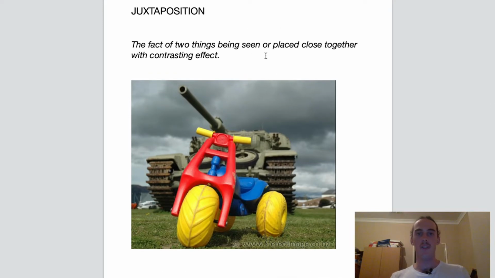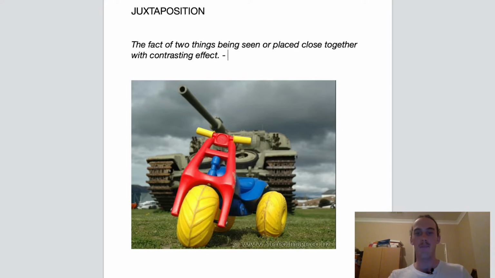So let's have a look at the definition here. This is just grabbed straight from Google. The fact of two things being seen or placed close together with contrasting effect. So there needs to be a contrast there. There needs to be two opposing things that are somewhat different in nature, which serves to amplify the qualities of each thing that is being juxtaposed.